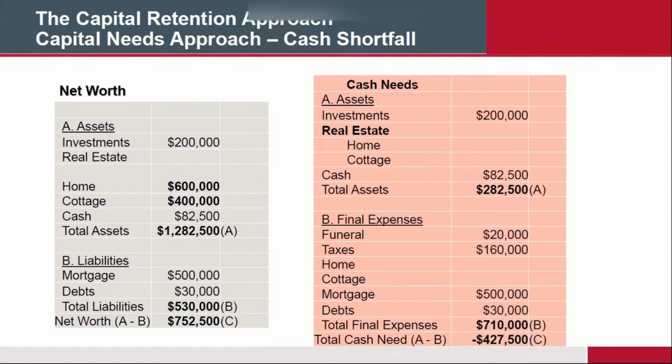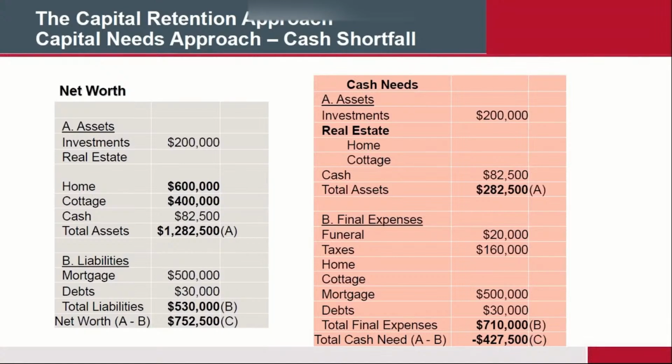So you notice there that it's blank. In other words, when I die, I don't want you to use the home or the cottage to pay the bills. I want the home to remain in my family. I want the cottage to remain in my family. Okay, that's fine, but you can use the cash that's in the bank. In other words, when I die, I've got $282,500 of liquid cash that could be used to pay off my last expenses. So that's the asset side of the equation.